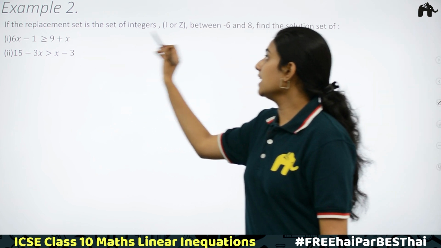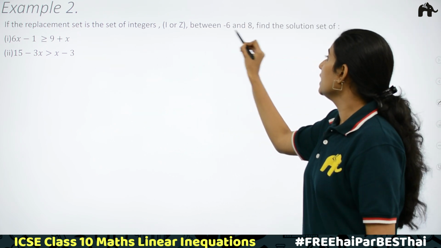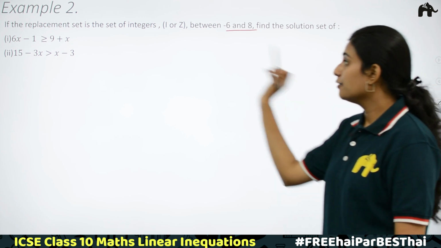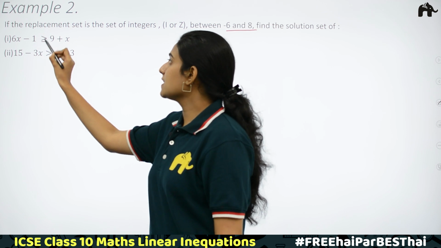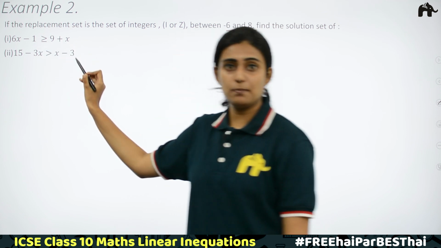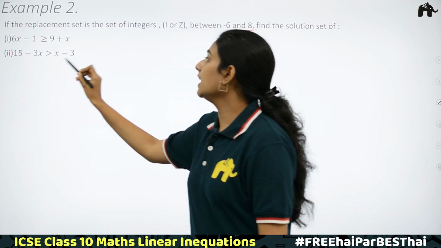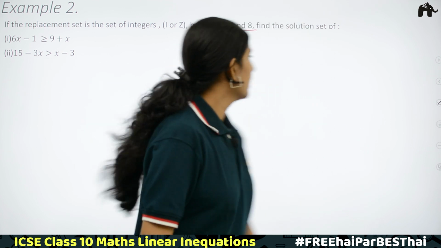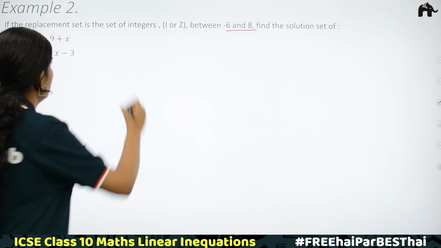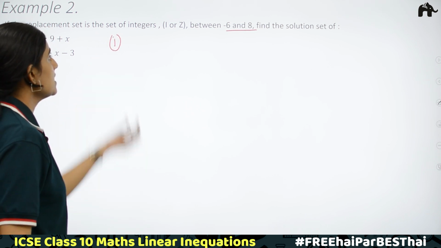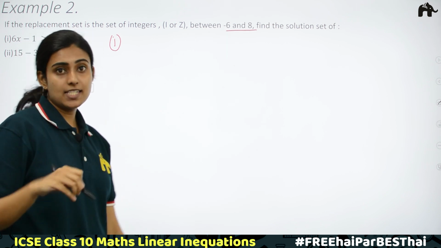If the replacement set is a set of integers between -6 and 8, find the solution set of: first part, 6x minus 1 greater than or equal to 9 plus x; second, 15 minus 3x greater than x minus 3. Let's start with the first part. Here the replacement set is a set of integers between -6 and 8.